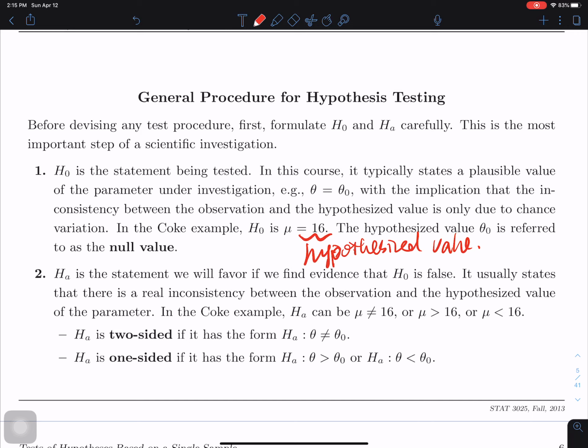And HA is two-sided if it has the form theta not equal to theta 0. So that is to say, this is two-sided. And HA is one-sided if it has the following form. That is to say, both of these tests are one-sided.